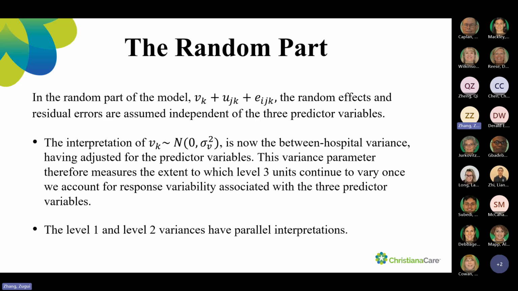And for the random part, the random part will follow a distribution, and then we will make this variance parameter measure the extent to which level 3 units continue to vary once we account for response variability across these 3 predictor variables. So we will explain the impact of level 2 and level 3 on the outcome.